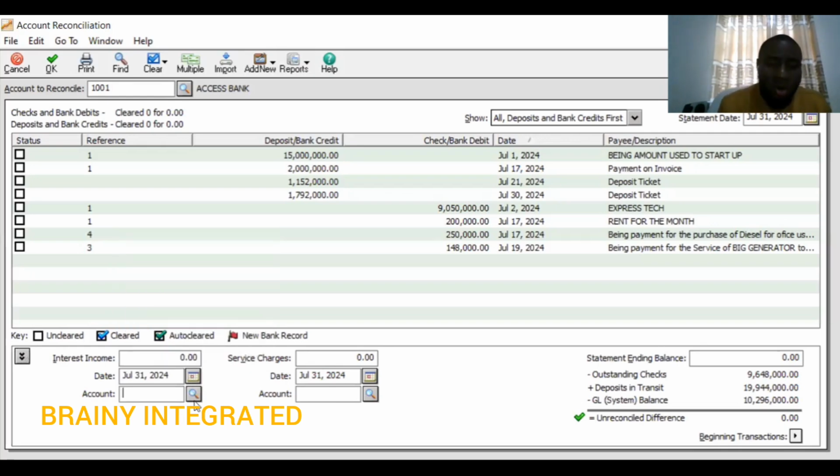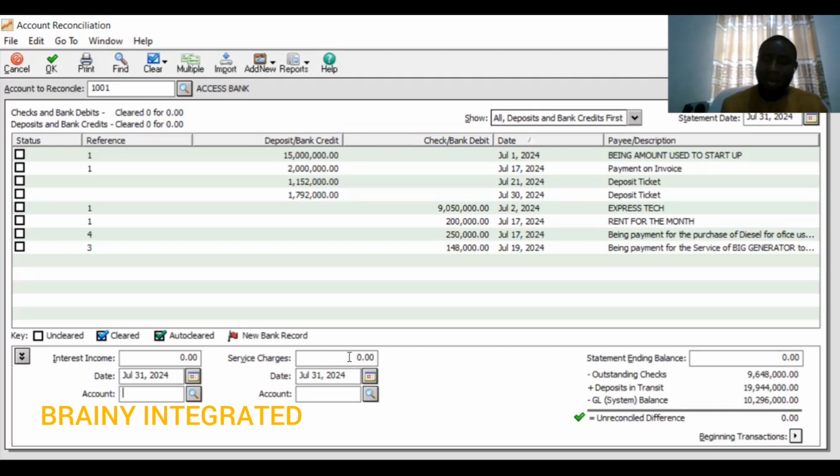Fantastic. Now, if there was an interest income, I would have selected the account to record that interest income. Of course, that account is an income account, but there is no interest income, so we are done with that. The next thing I want to look at is service charge. When we talk about service charge, we are talking about all the charges that the bank has charged you: the bank charges, the maintenance, whatever, and so on. This is where we are going to record it.